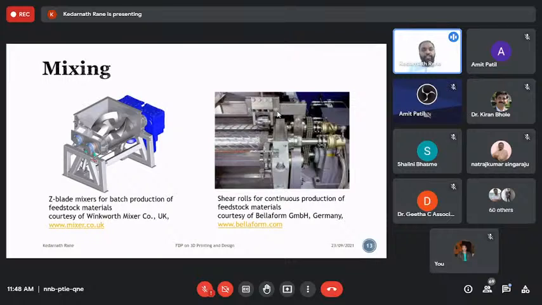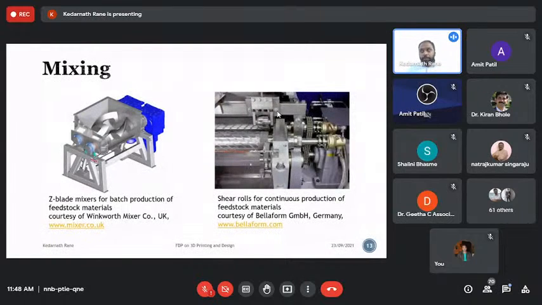A very high distribution of powders within the matrix of polymer binder is taking place through this kind of mixture. In commercial production or a continuous production system, they use shear rolls for mixing such powders. So you use a continuous process to mix the powder for mass production.